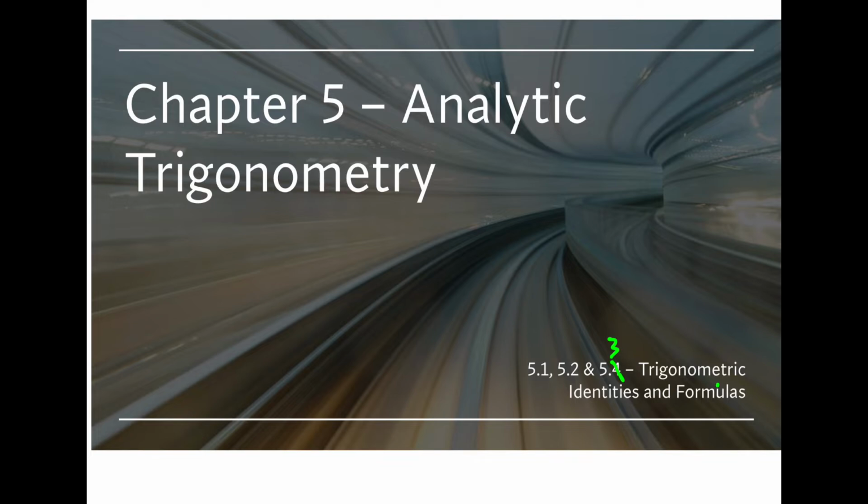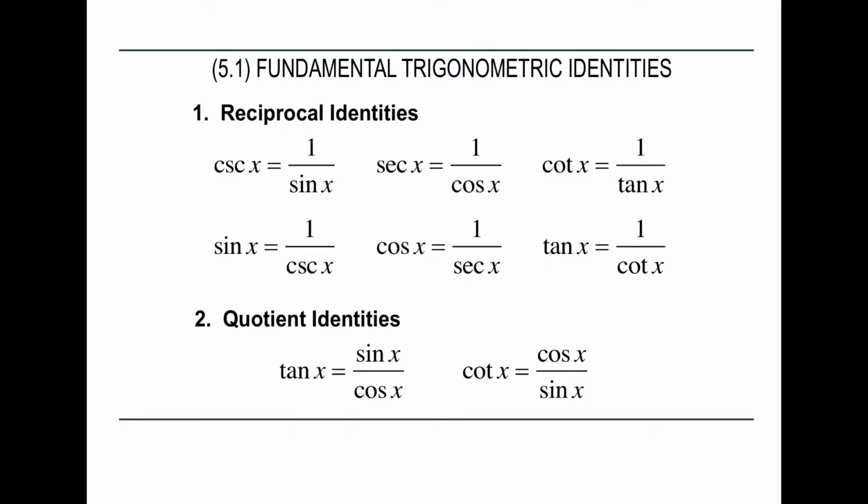We've seen some already. For example, when we first started, we talked about the basic sine, cosine, and those things. We have the reciprocal identities. Sine and cosecant have a relationship. They are reciprocals of each other. And so we can see that sine is 1 over cosecant, but cosecant is 1 over sine. So we call those the reciprocal identities.